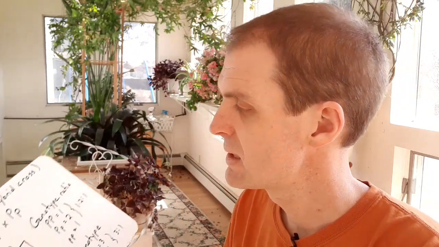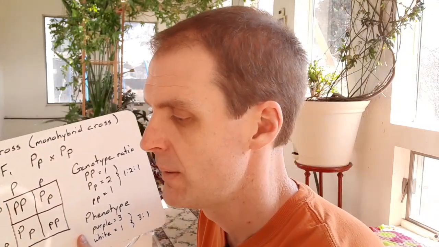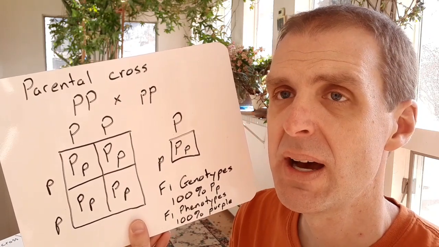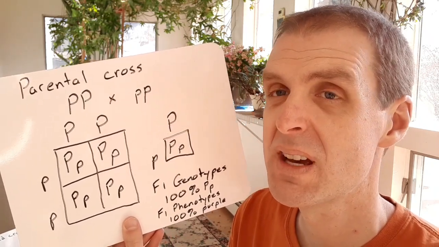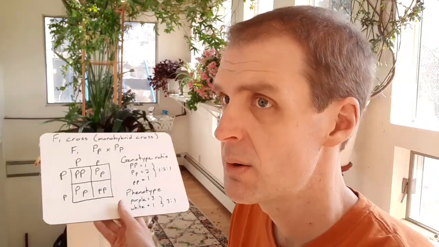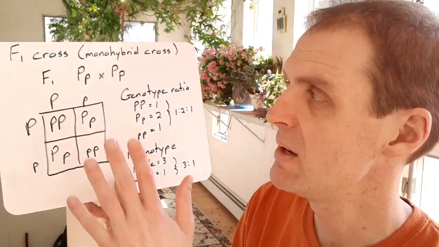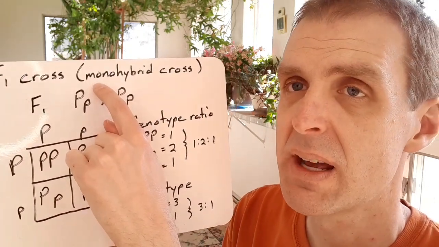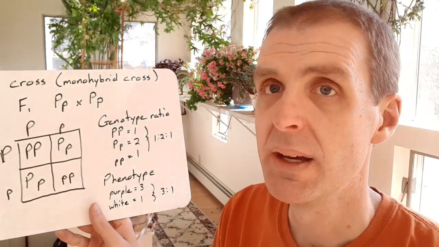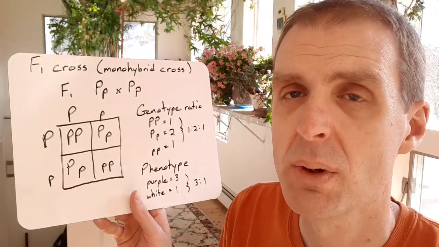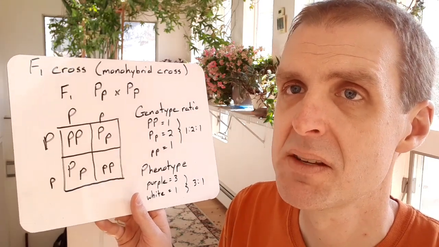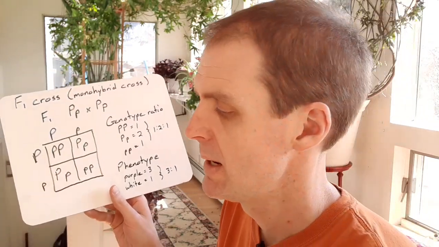Okay, so this is when you first take a parental line, you're looking at 1 trait, and you have homozygous for dominant and homozygous for recessive, and you get your F1 generation, and then you take the F1 generation and cross it with itself. There is a term for that, called a monohybrid cross. I'll maybe make a video about a dihybrid cross at some point, but this is a monohybrid cross because we're dealing with mono, just 1 trait.